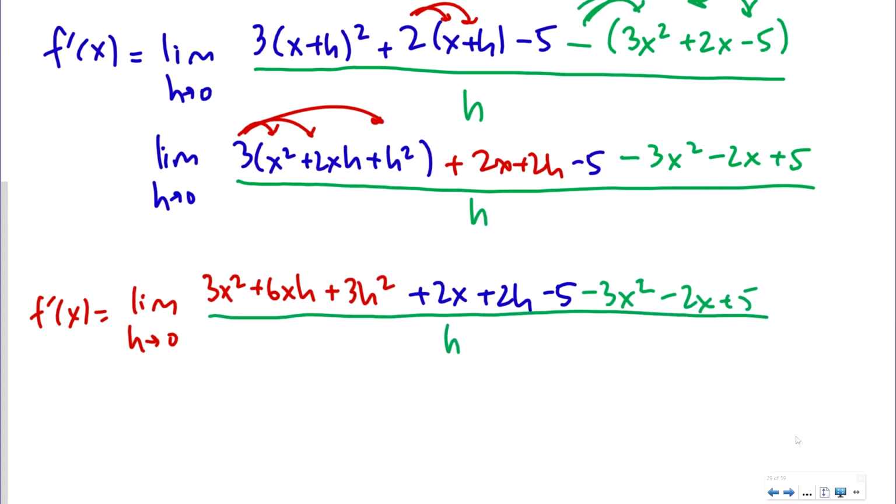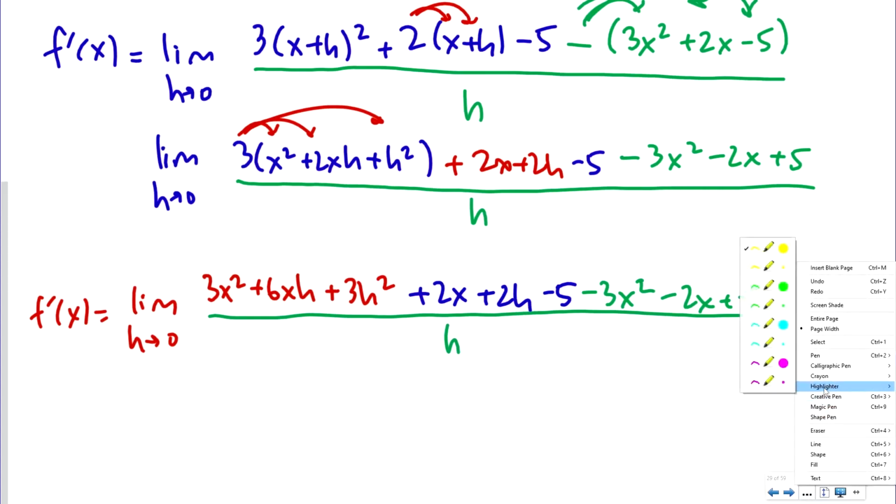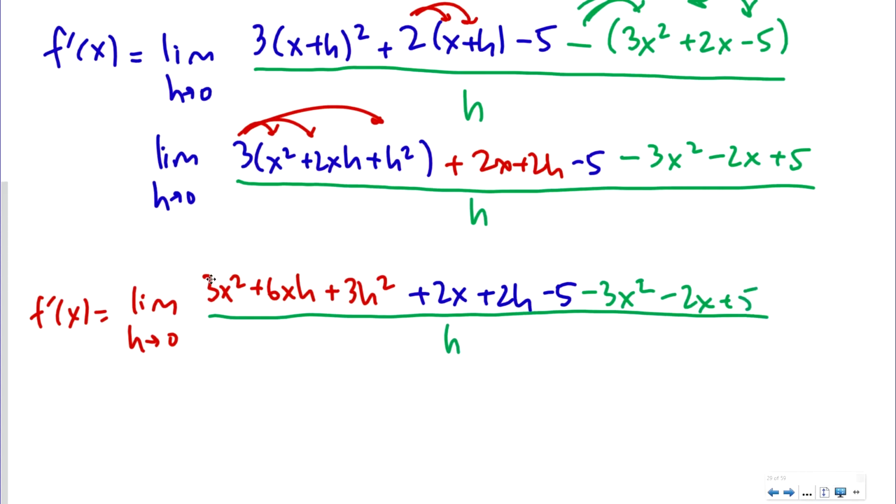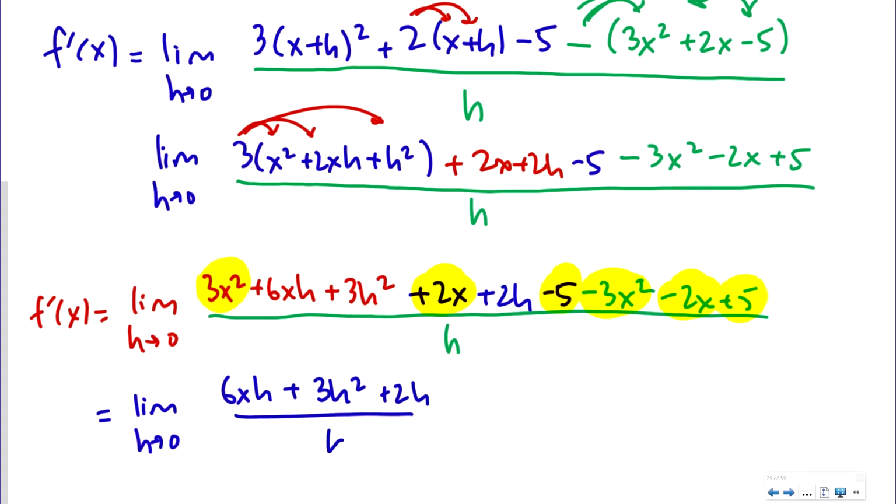So let's see what cancels out. This 3x squared minus 3x squared is 0. This 2x minus 2x is 0. This negative 5 plus 5 is 0. I think I got everything that cancels out. So now the derivative of 3x squared plus 2x minus 5 is equal to the limit as h goes to 0. Then I'm going to copy down what's left: 6xh plus 3h squared plus 2h, over h.